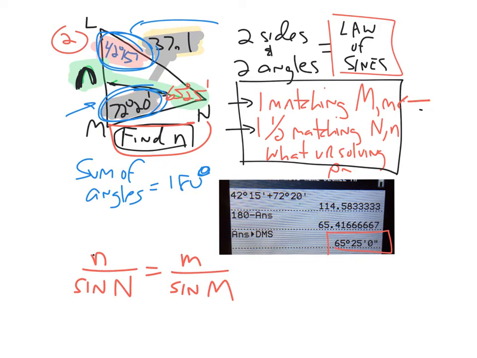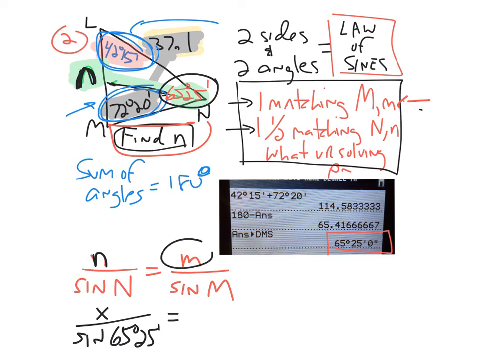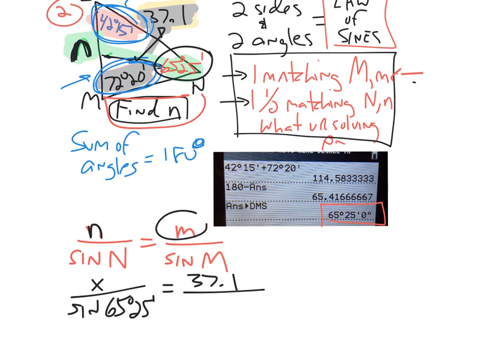So here I'm going to have little n, which is what I'm solving for, so that's x, over the sine of angle n, which we found to be 65 degrees 25 minutes. That equals little m, which is 37.1, over the sine of angle m, and angle m, they told you in the question, was 72 degrees and 20 minutes. So here I'm using the law of sines because the law of cosines didn't work. I didn't have three sides and one angle.